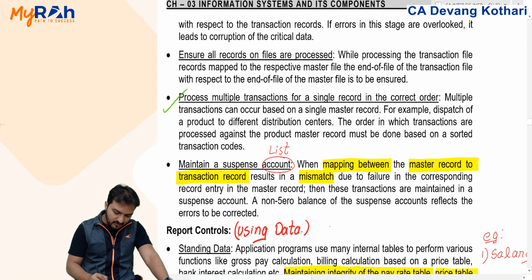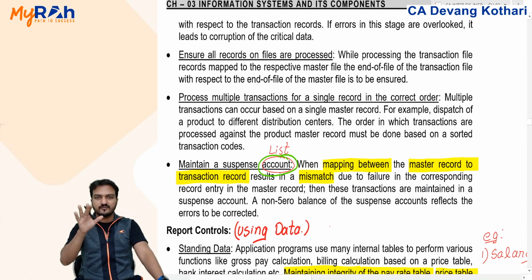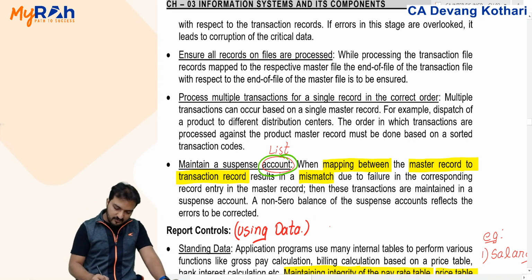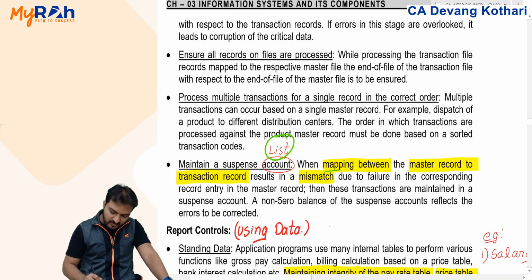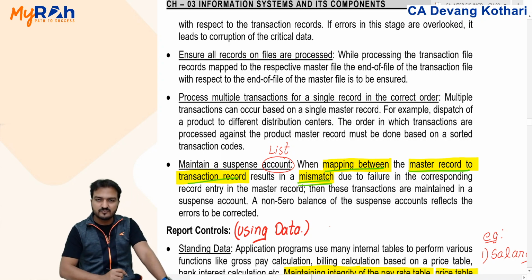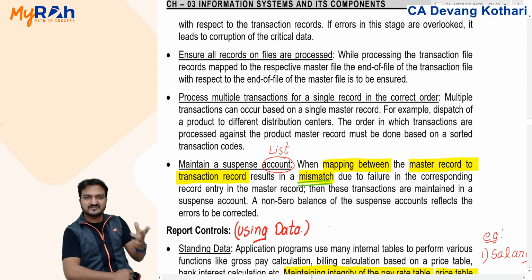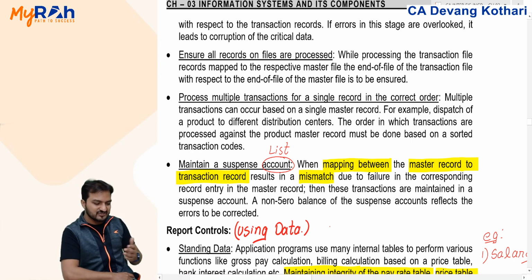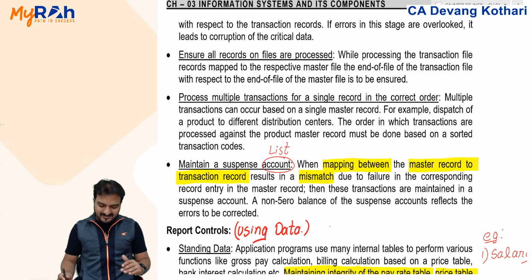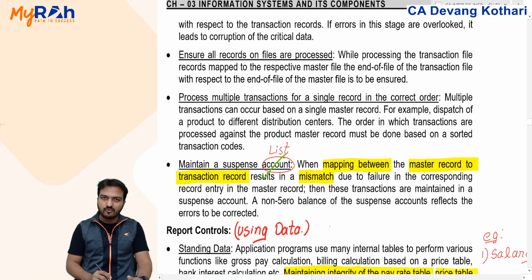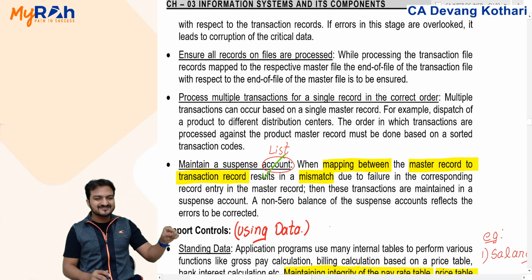Maintain suspense account. Now over here, suspense account is not a debit credit account; over here it refers to a list. Maintain a suspense account list. When doing mapping between master record and transaction record, there might be a mismatch. Now by this time you should know what is master data and transaction data. Master data is the data which is relatively common, permanent. Transaction data is the one which changes in every transaction. So if there is any mismatch between master record and transaction data, then such mismatch will be listed in the suspense account, such that later you come back to the list and resolve the problems.